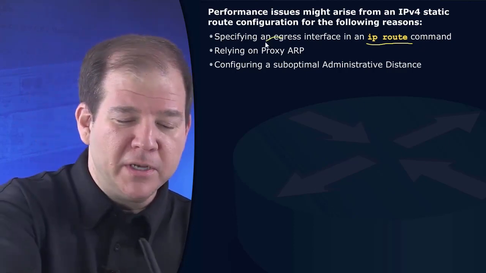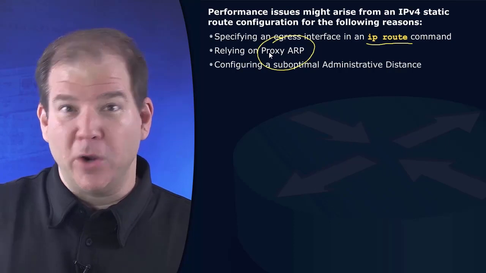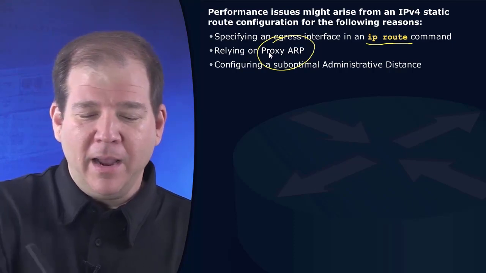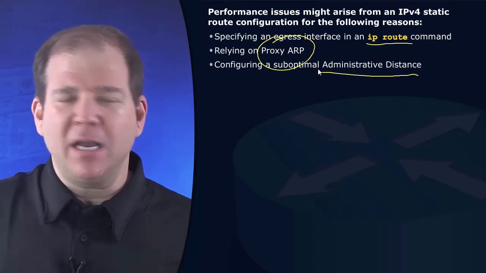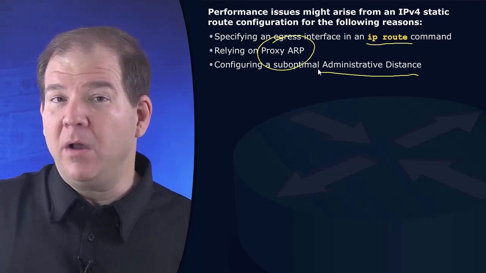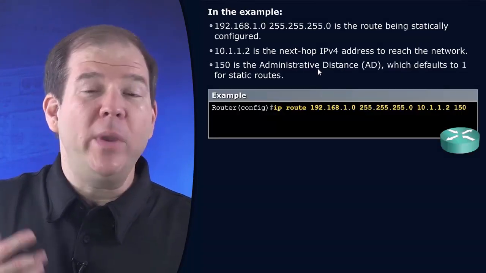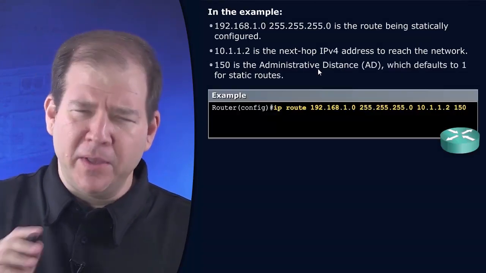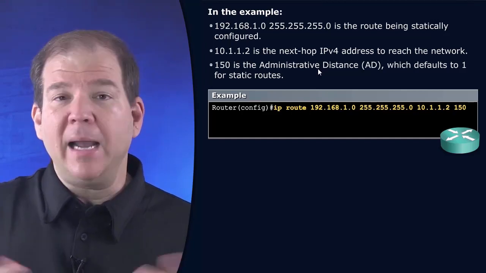Maybe we're using a feature called proxy ARP, and that could generate extra load on the router. It could open up a security hole as well. Or maybe that static route that we configured has a higher administrative distance than some other routing source. Let's get going though by taking a look at how we configure a basic static route, and then we'll dive into the troubleshooting. Here on screen we see the syntax for an IP route command.